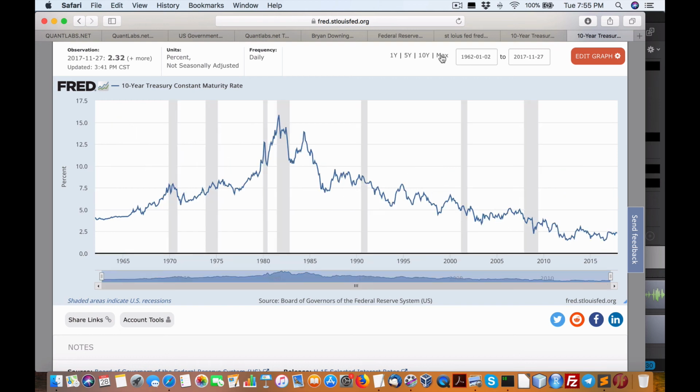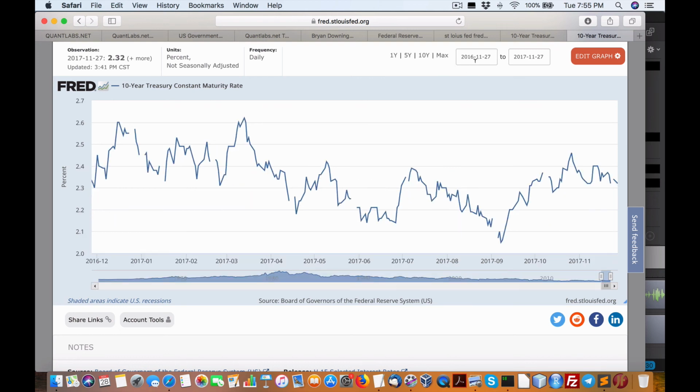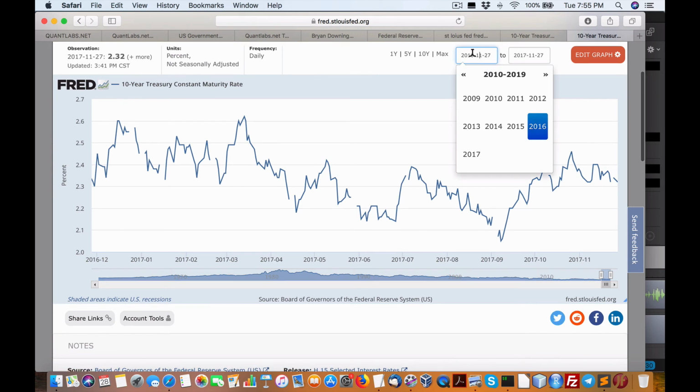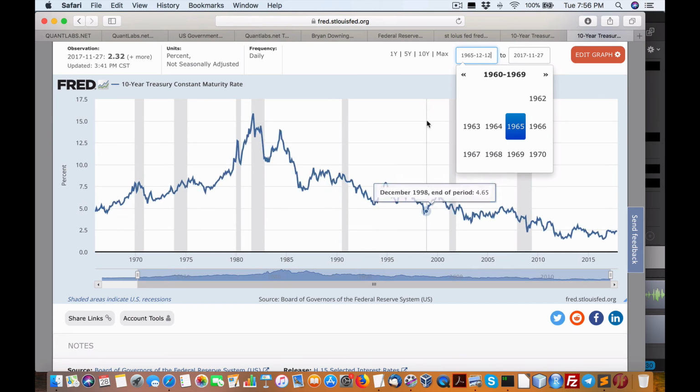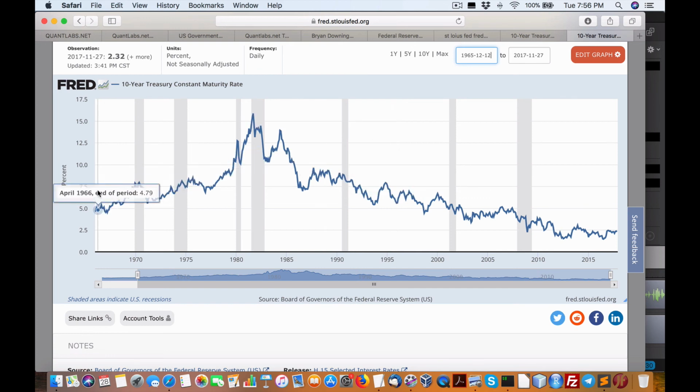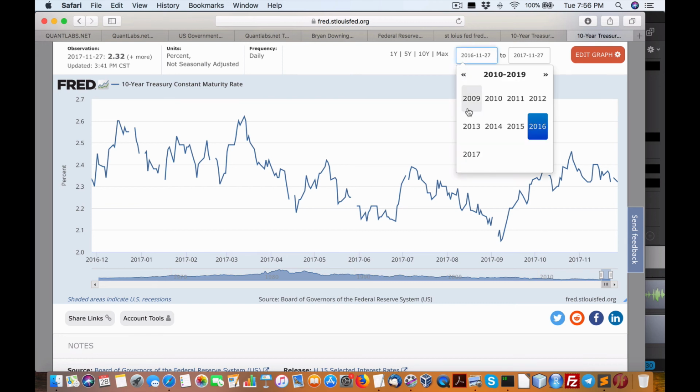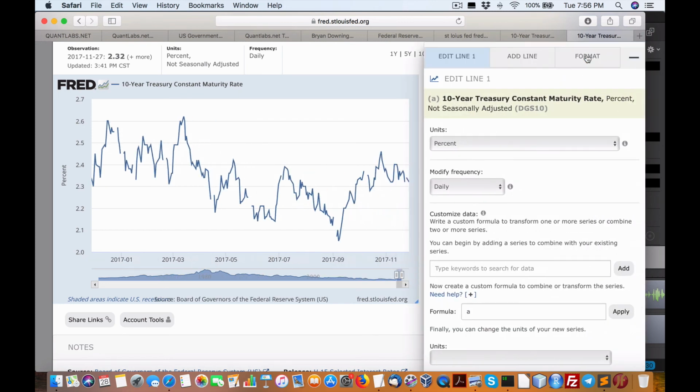If I want to look at the 1-year, let's see if I can go back to 1965. This is again the 10-year. I want the 1-year. I don't think we can do it. Let's see if we can do this, and then edit graph.